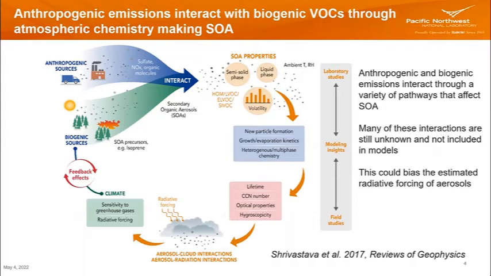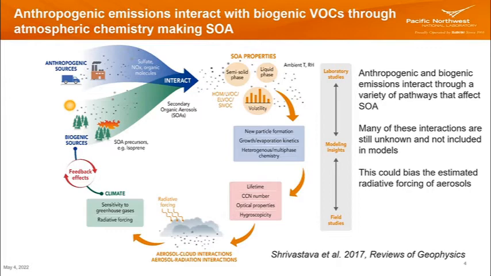And so that feeds back into new particle formation, growth and evaporation kinetics, but also the multi-phase chemistry, which is chemistry that happens in both gas and particle phases. The reason it is important is, again, it affects CCN number, the optical properties, and the climate-relevant properties of these particles, which interact with clouds and radiation, and then feed back to biogenic VOC emissions. So you can see that the cycle is complex, and it's mainly the anthropogenic-biogenic interactions which are not well understood. They are also not included in many of the regional and global models, and this could bias the radiative forcing of aerosols.